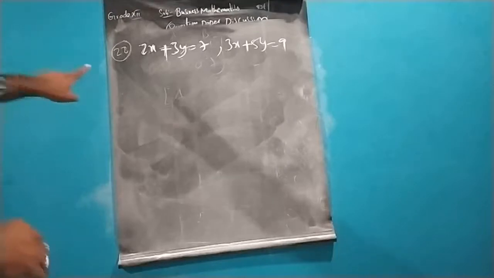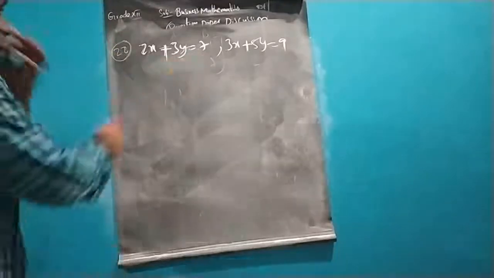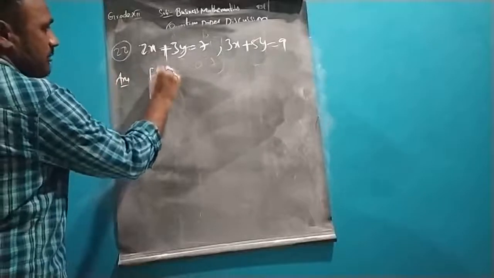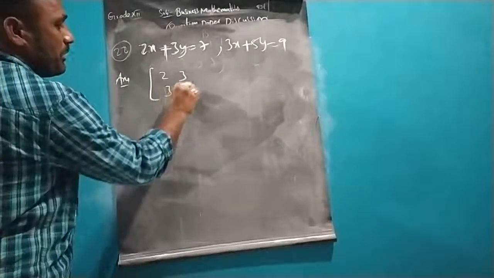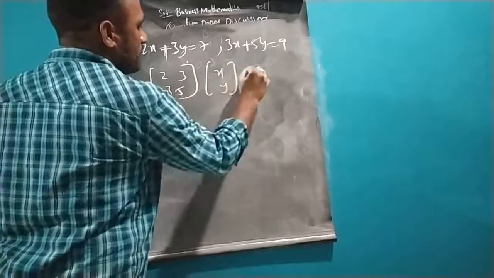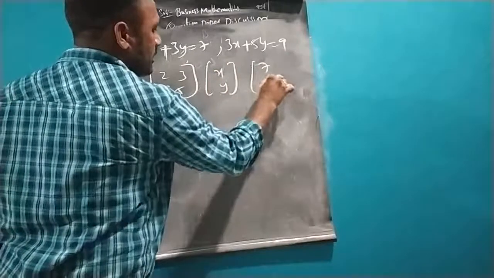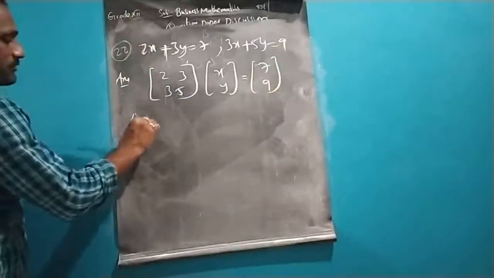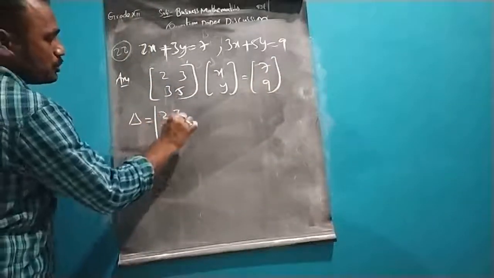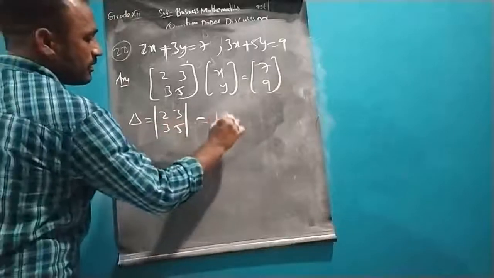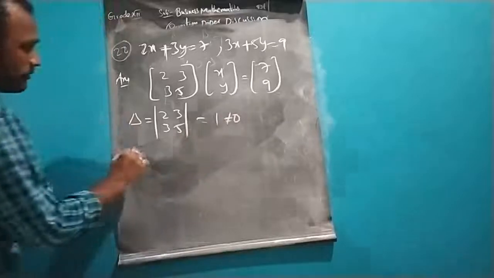Next, let us see the 22nd question. By Cramer's rule, we need to find the answer for this. First, let us write the matrix notation: 2, 3, 3, 5. The two variables are x, y and 7, 9 are the constants. So first let us find the delta value, that is 2, 3, 3, 5. 5 times 2 is 10, minus 9, is 1, which is not equal to 0, so Cramer's rule we can apply.